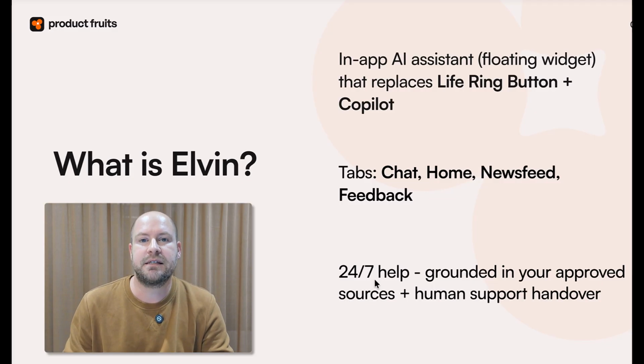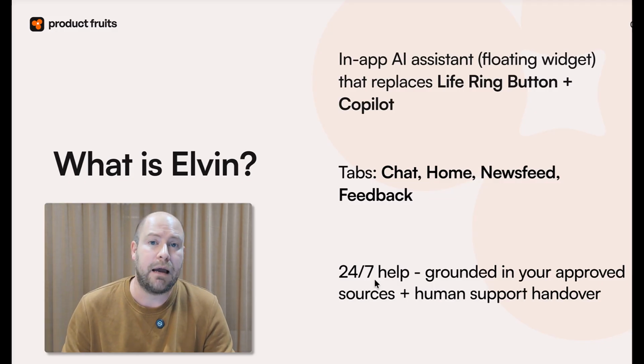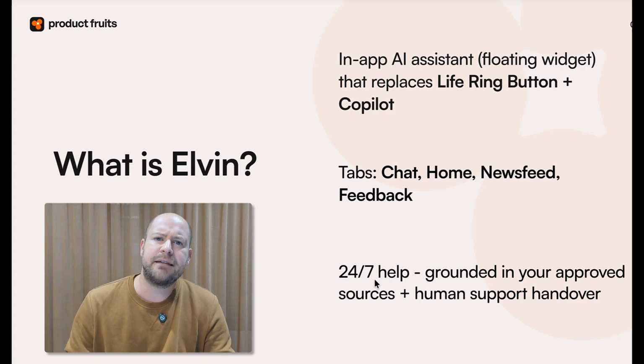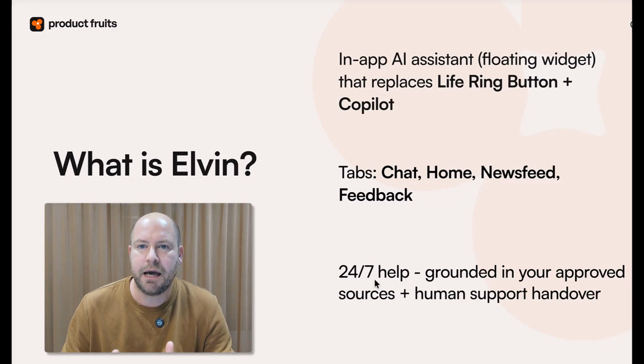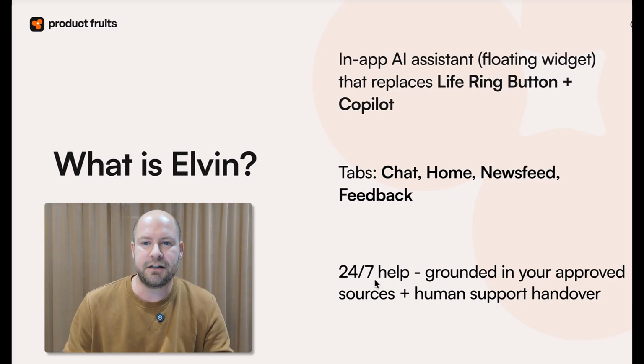So it's basically an in-app assistant. As you see on this slide, not that much graphic, it's pretty straightforward. It's the next iteration of our LiveRing button plus Copilot. We're saying here it replaces, but don't worry, if you are a current client, we're not turning it off right now. You can still use the LiveRing button and Copilot, but understand Elvin Copilot as an iteration, a new improved version of the LiveRing plus Copilot. It has a couple of tabs and functionalities like chat, home, newsfeed, feedback, etc. And you can think about it as a 24/7 help center, which grounds its answers and support in your sources, only the sources which you provide. Just to make it clear what it really is.